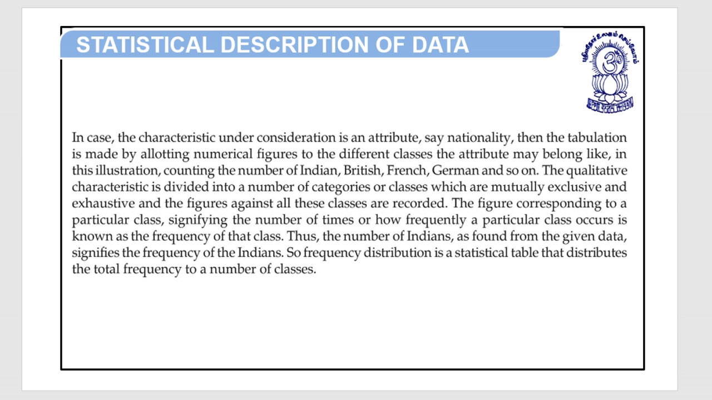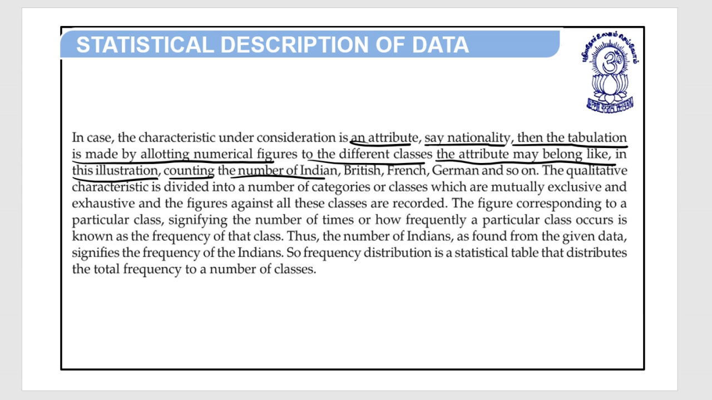In case the characteristic under consideration is an attribute, say nationality, then the tabulation is made by allotting numerical figures to the different classes. The attribute may belong, like in the illustration, to counting the number of Indian, British, French, German, and so on. The quantitative characteristic is divided into a number of categories or classes which are mutually exclusive and exhaustive, and the figures against all these classes are recorded.